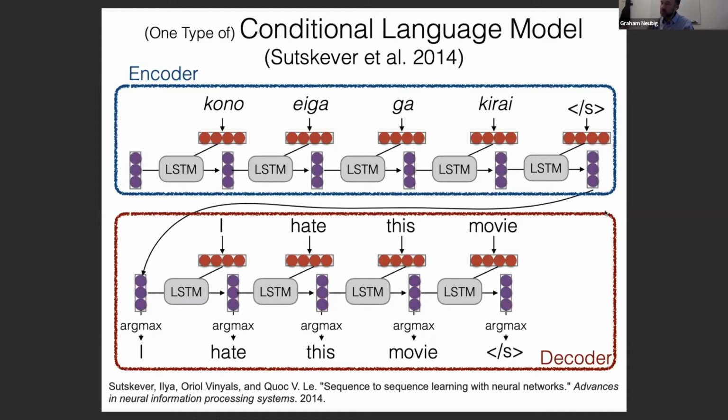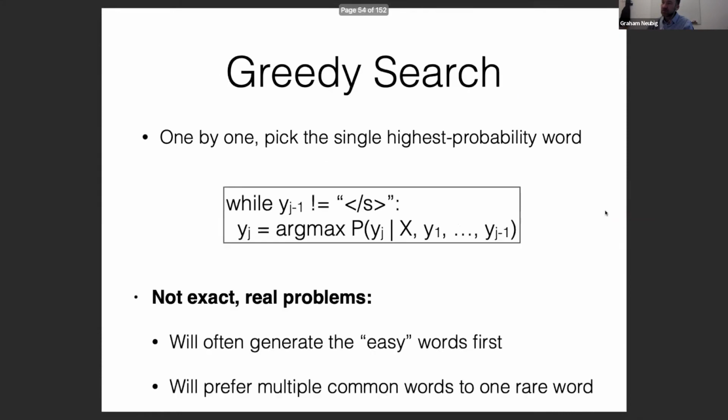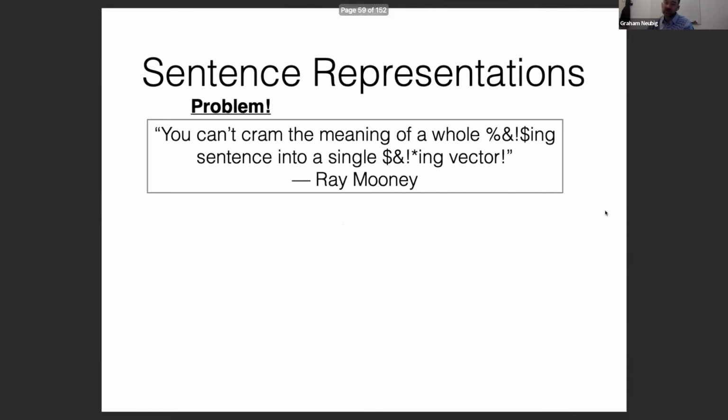And for a lot of sentences, a lot of things that people think of, they might be able to do that, but it's a lot harder than if you can go back and reference the original sentence when you're doing translation. And so this was kind of eloquently stated by Ray Mooney, a professor at UT Austin, where he said you can't cram the meaning of a whole bleeping sentence into a single bleeping vector.